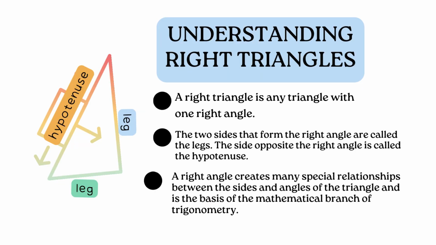Understanding the right triangle. A right triangle is any triangle with one right angle. The next thing you need to remember: the two sides that form the right angle are called the legs. The side opposite the right angle is called the hypotenuse. And the third thing to remember is that the right angle creates many special relationships between the sides and angles of the triangle, and is the basis of the mathematical branch of trigonometry.